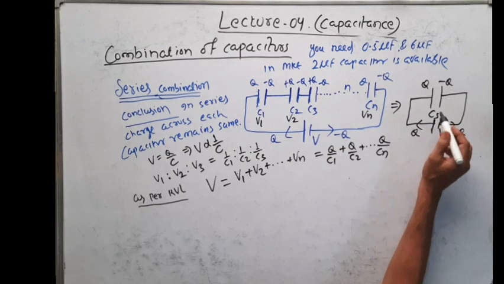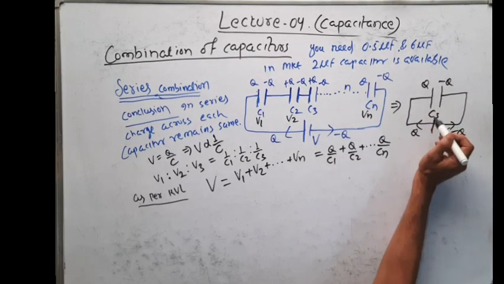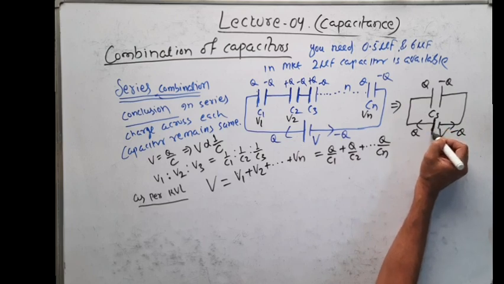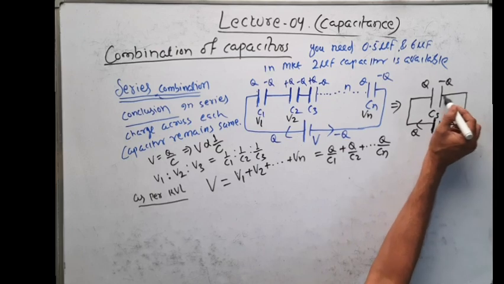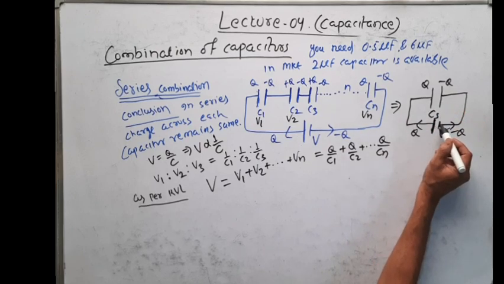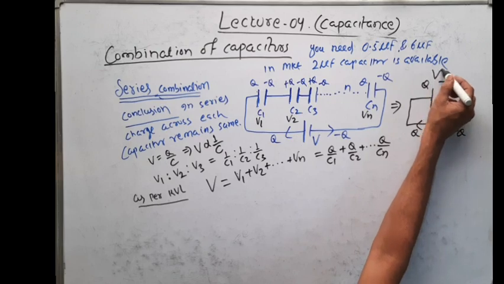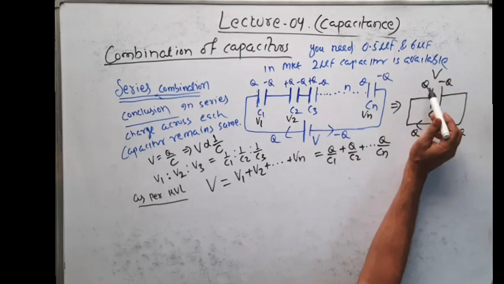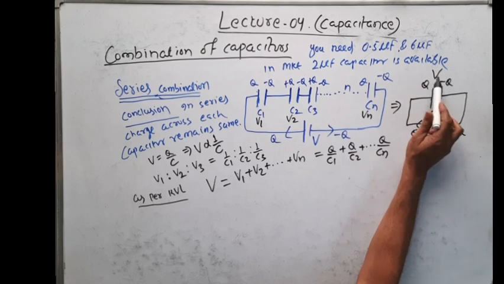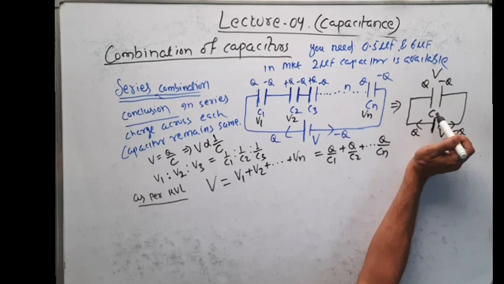So here the charge of the capacitor is Q and the capacitance value is Cs. And what is the potential difference across this capacitor? You see this positive terminal is connected to this plate, negative terminal is connected to this plate. If the potential difference across this source is V, then the potential difference across this capacitor is also V. Then what is the relation between V, Q and Cs? I can write V is equal to Q by Cs.